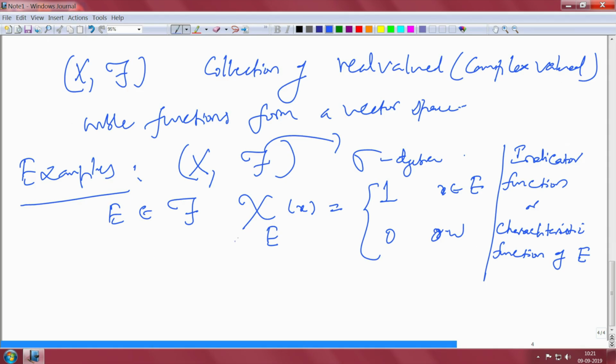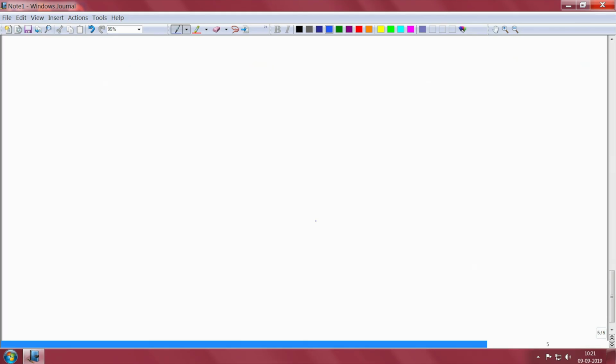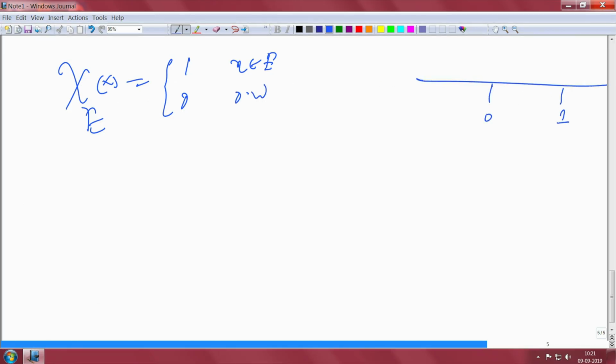This is measurable if and only if E belongs to our sigma algebra. If E is not there, it is not measurable. So let us see why. Look at chi E. It takes the values only 0 and 1, right? So in the real line, it takes the values only 0 and 1. If I take any interval, let us say some interval AB inside R, and I look at the inverse image, chi E inverse of AB.